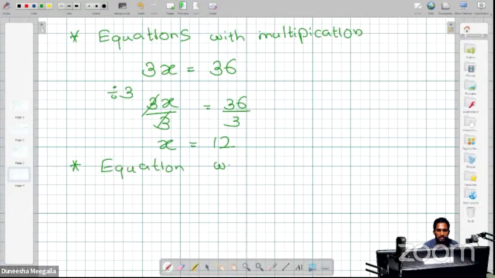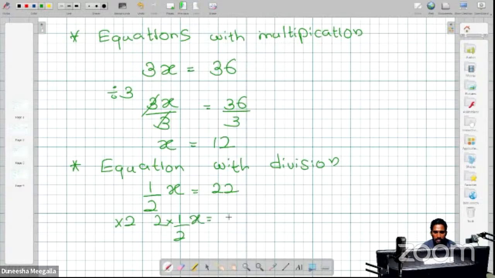We will talk about equation with division too. Division. What is the answer? There is a division. We have to multiply it by 2. If we multiply by 2, we have to multiply both sides by 2. That is, x equal to 44. Okay.